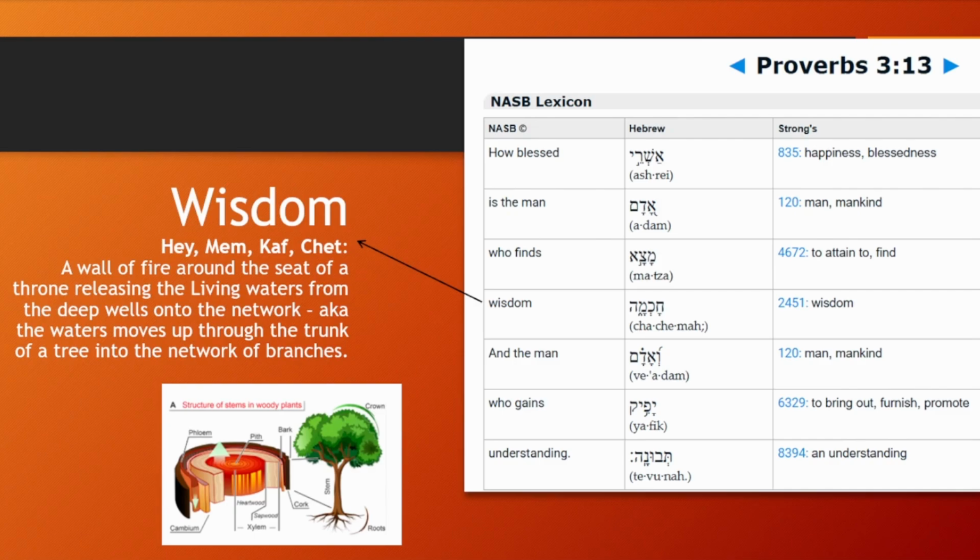So I explained to you that hey is to say, here I am, see me. But if you see hey more towards the end of a word, you can translate that hey not with reveal, but with network or grids. And that is going to refer to the branches in the tree top.